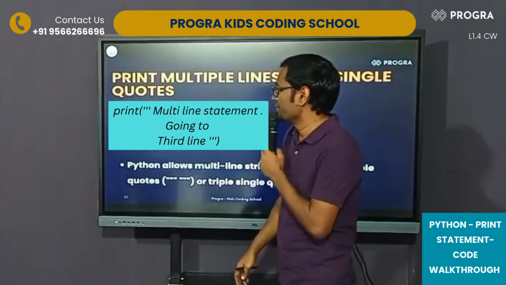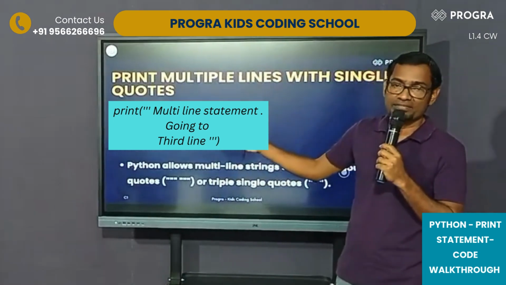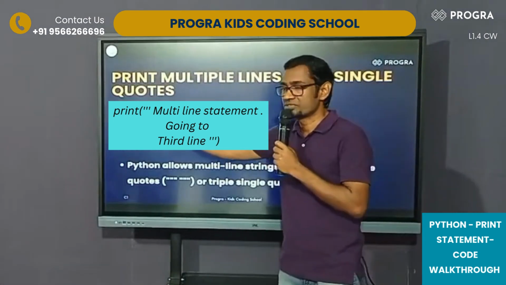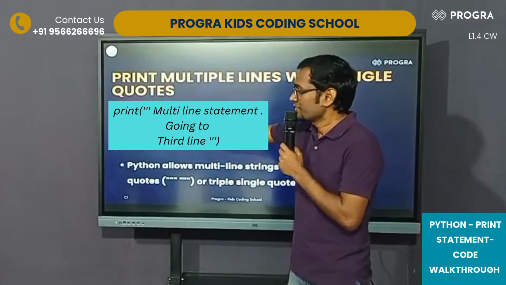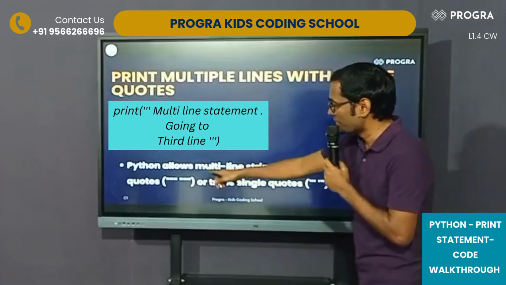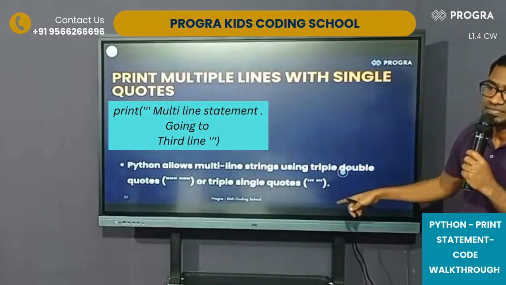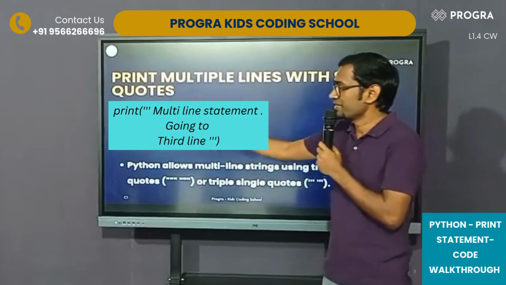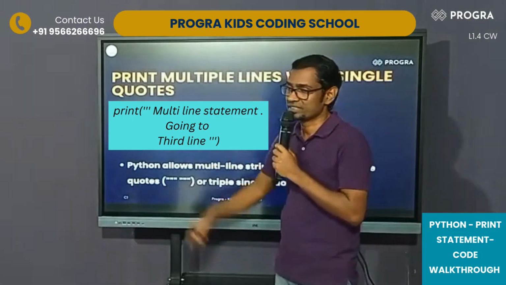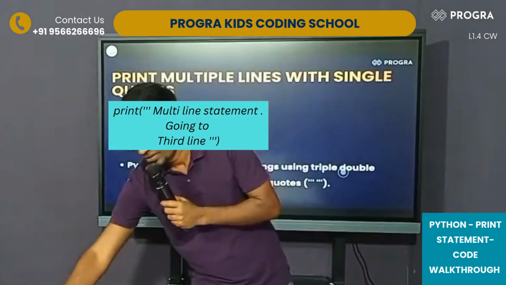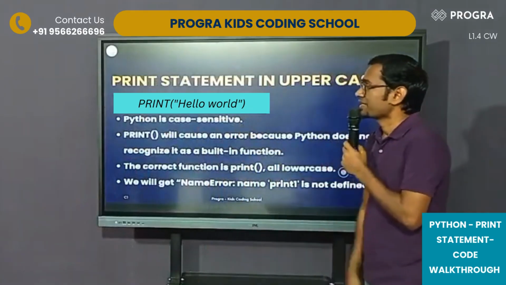Now today we are going to practice how to do the same multi-line printing with single quotes. Are you able to see the difference? We are giving single quotes, but the statement remains the same. So Python allows multi-line strings using triple quotes. If you want multi-line, we have to use triple quotes. 1, 2, 3. Okay. This you are going to do today.